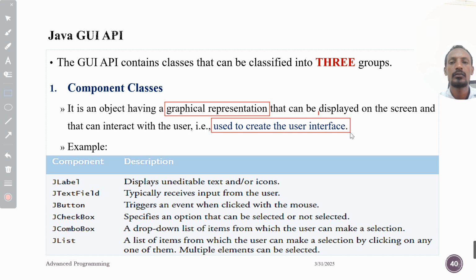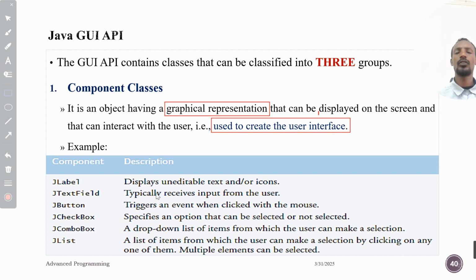Some of the common components in Swing are: JLabel, which displays uneditable text or icons; JTextField, which typically receives input from the user; JButton, which triggers an event when clicked with the mouse; and checkbox, an option. If the analyst provides some options, then you are going to use them.